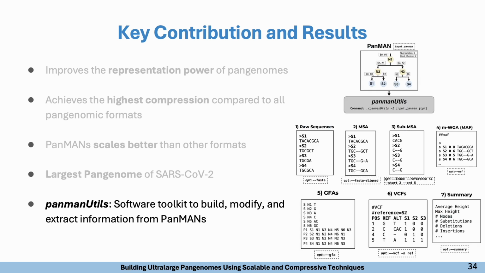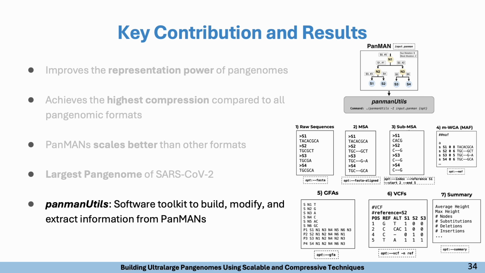A few functionalities of PanMAN utils include raw and multiple sequence alignment extraction in FASTA format. Users can also extract only a snippet of the MSA, a region of evaluation, if the complete MSA is not needed. PanMAN utils also allows users to extract multiple whole genome alignment in MAF format, extracting the alignment of homologous blocks. To support interoperability, PanMAN utils can convert a PanMAN into a GFA and vice versa for smooth integration with existing tools and pipelines.